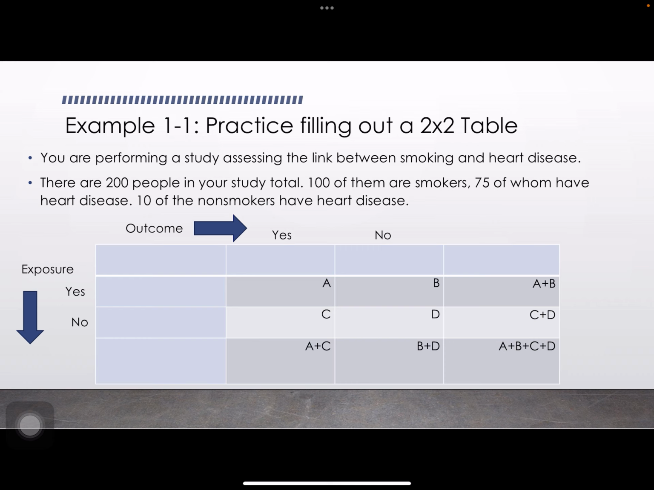Now, using what we have learned so far, let's practice filling out a 2x2 table. Take a moment to pause the video and see if you can fill out this table, starting with the exposure and outcome of interest.